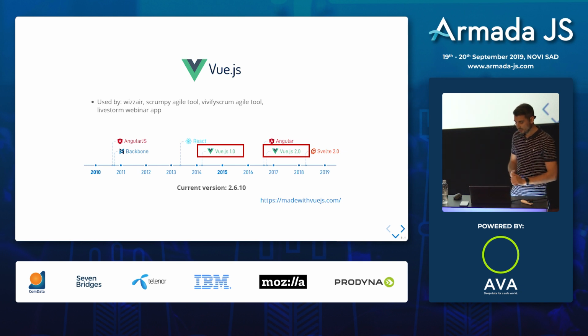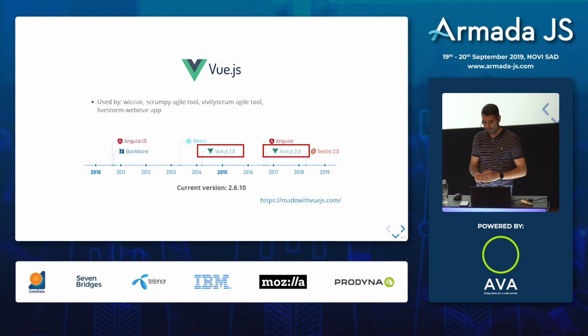Okay, that was all about React. Now we are going to Vue. We are going to cover Vue 1 and 2. Basically, the main difference is that the first version updates the DOM directly, and the second version is using a virtual DOM like React.